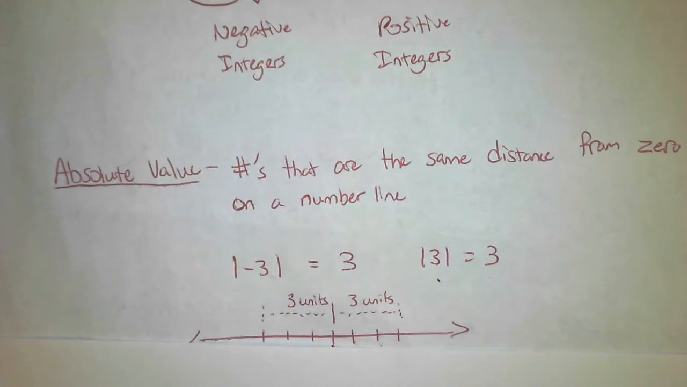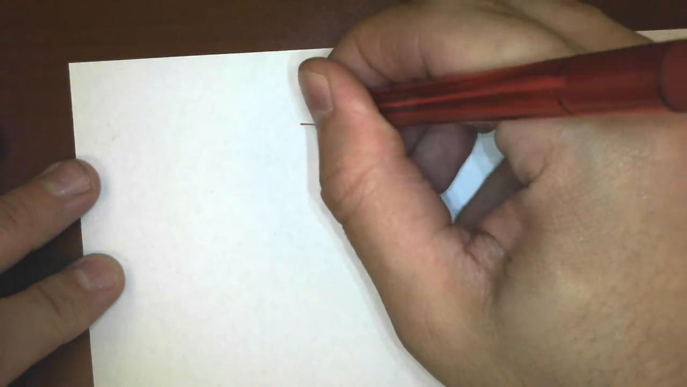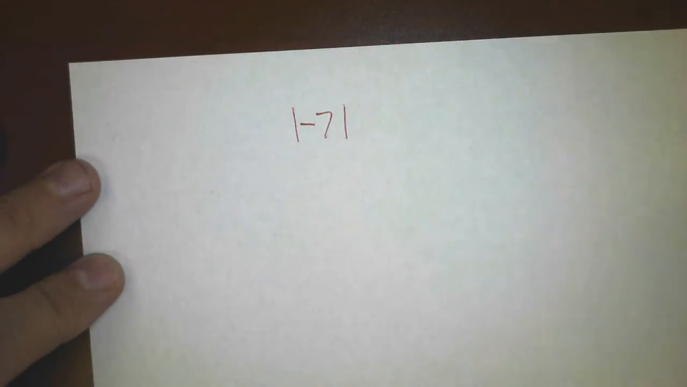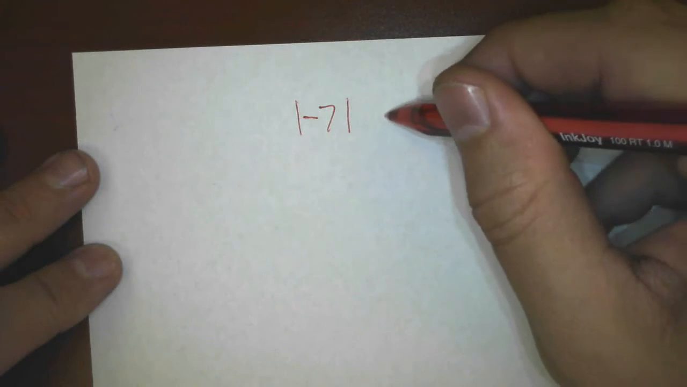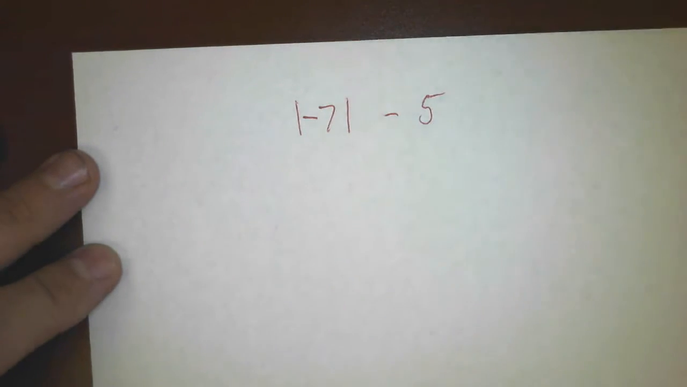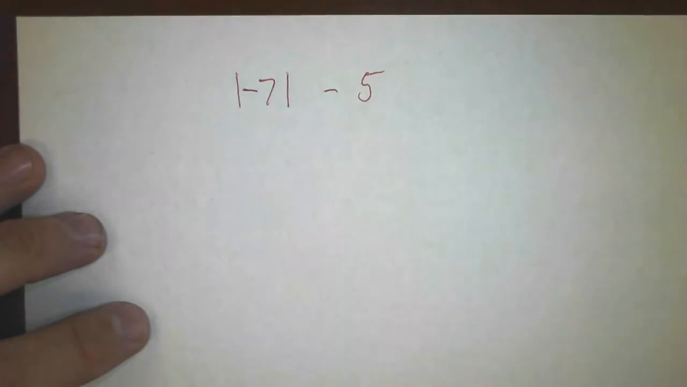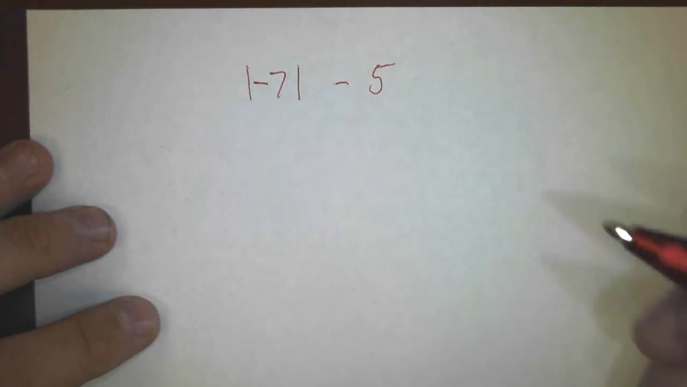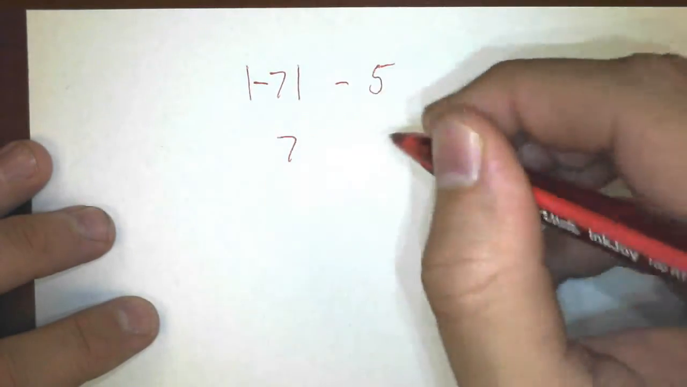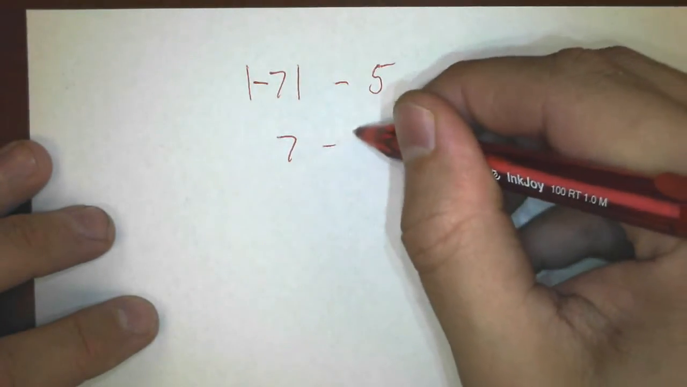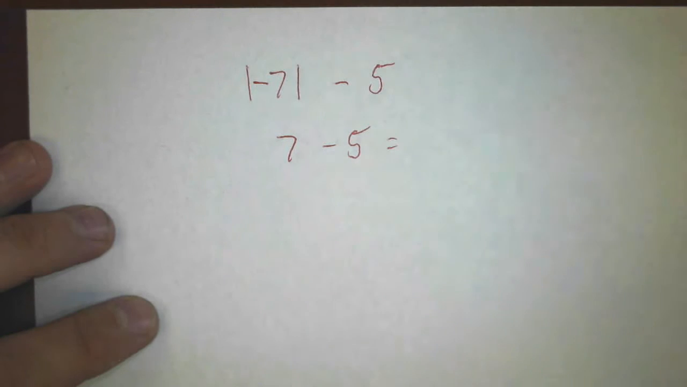So you may see problems that come out like the absolute value of -7 minus 5. To solve that, we'll find the absolute value first. So the absolute value of -7 would be 7. Subtract 5. And 7 minus 5 is, of course, 2. So your answer would be 2.